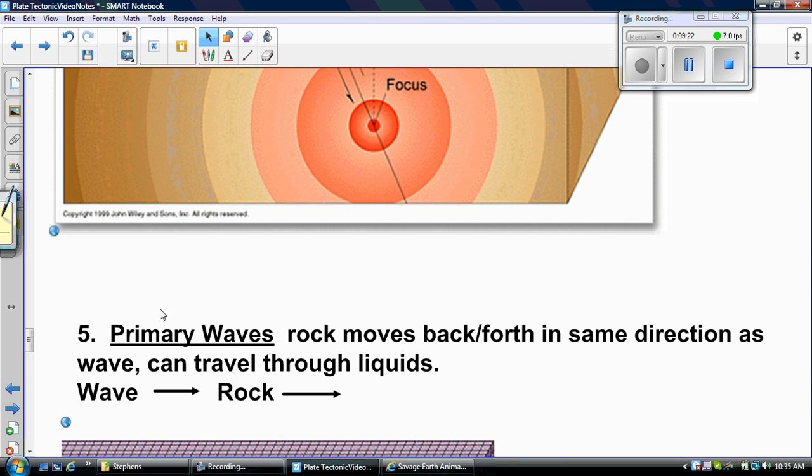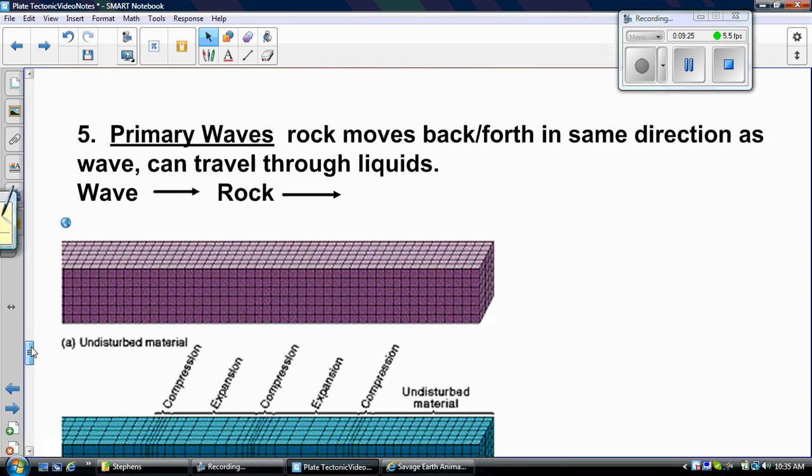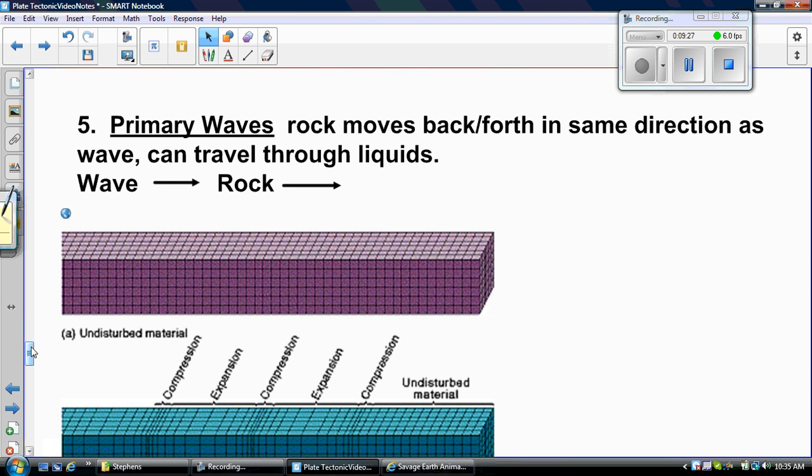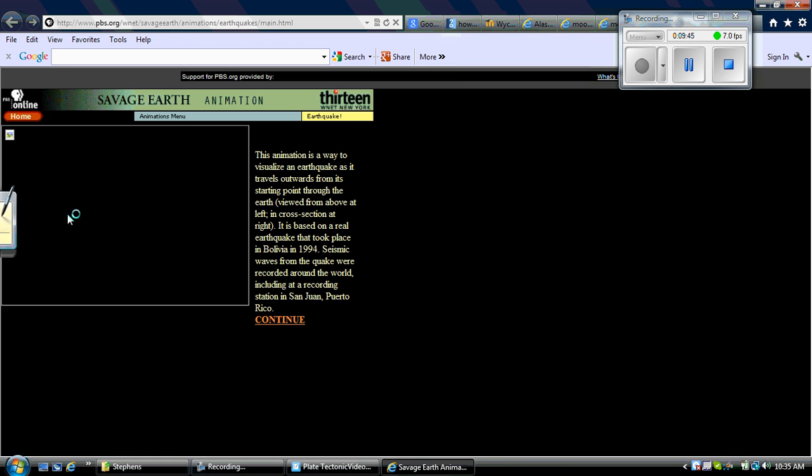The three types of waves, or energy, that get released from an earthquake are primary, secondary, and surface waves. With primary waves, the rock moves back and forth in the same direction as the wave. Primary waves can travel through liquids. So if the wave moves this way, the rock is going to move this way. Let me show you what that looks like.